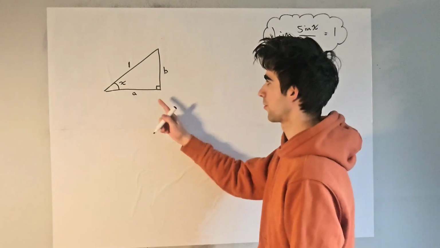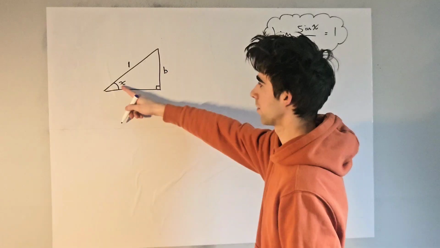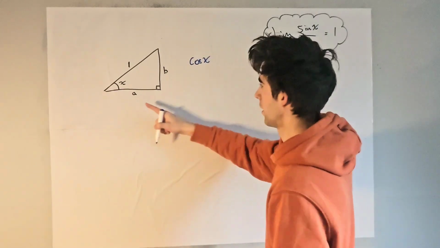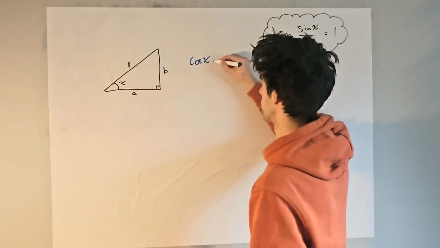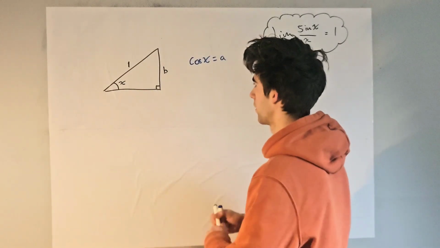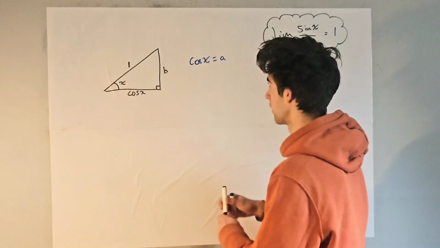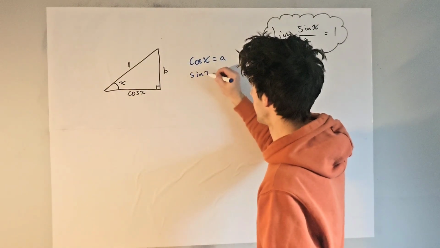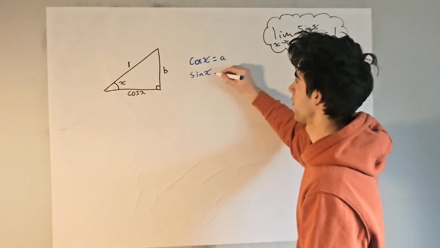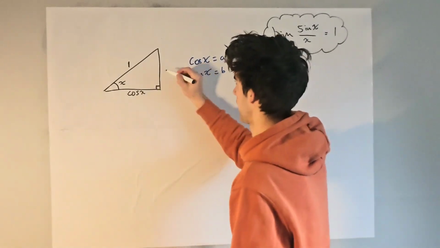Let's start with this triangle here, where the hypotenuse is equal to 1, and our angle is x. So if we take the cosine of our angle x, it'll be a over 1, which is just a. So we can replace this part here with cosine of x. And if we're taking sine of our angle, that's opposite over hypotenuse, b over 1, that would just be equal to b. So we can replace this with sine x.